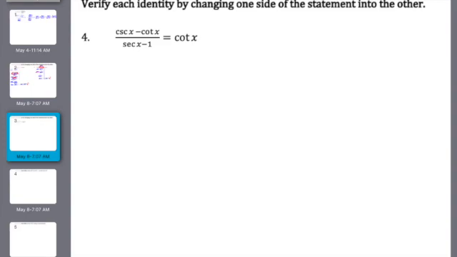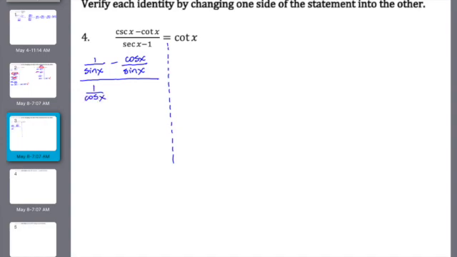All right, so let's move on to number 4. This one is still a verifying one, and this one's going to be a little bit more involved, but we are going to start by turning everything into terms of sine and cosine. So let's turn cosecant into 1 over sine x minus cosine x over sine x, all over, and then the secant we will turn into 1 over cosine x.